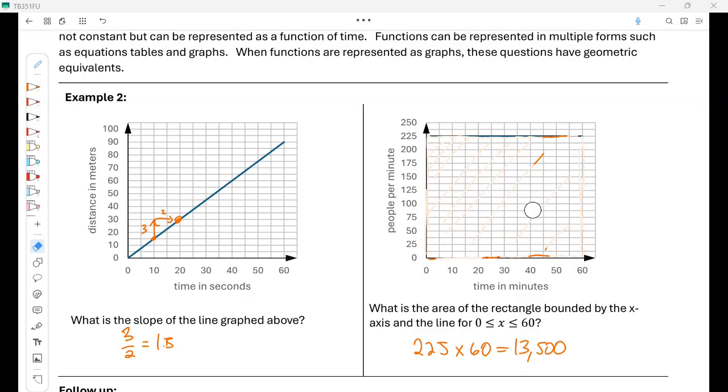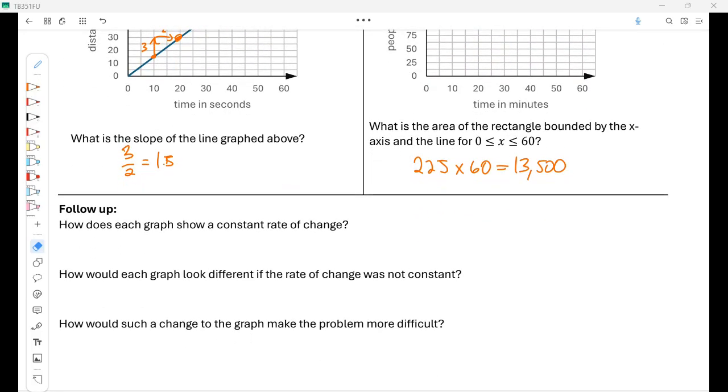So now here's what I want you guys to do. Take a look at these follow-up questions. If you're sitting next to somebody, you can do this in partners, maybe divide and conquer, one do the left, one do the right. There's a question here for each graph. How does each graph show a constant rate of change? Left graph, right graph. How would each graph look different if the rate of change was not constant? And how does that make the problem harder? Why do we have to spend a whole year learning this stuff?